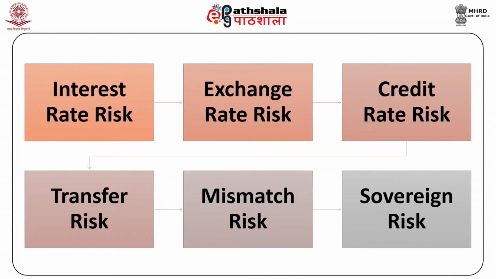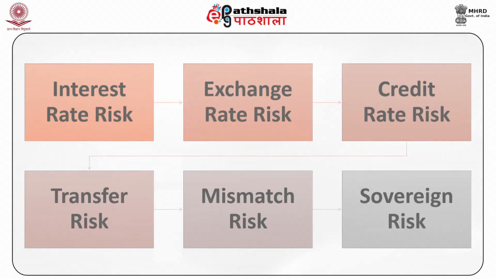Sixth is sovereign risk. When there is political interference by the government of any one of the counterparty that may put some restriction on the flow of foreign exchange with other country. This may cause to restrict the payment of interest to the swap dealer.